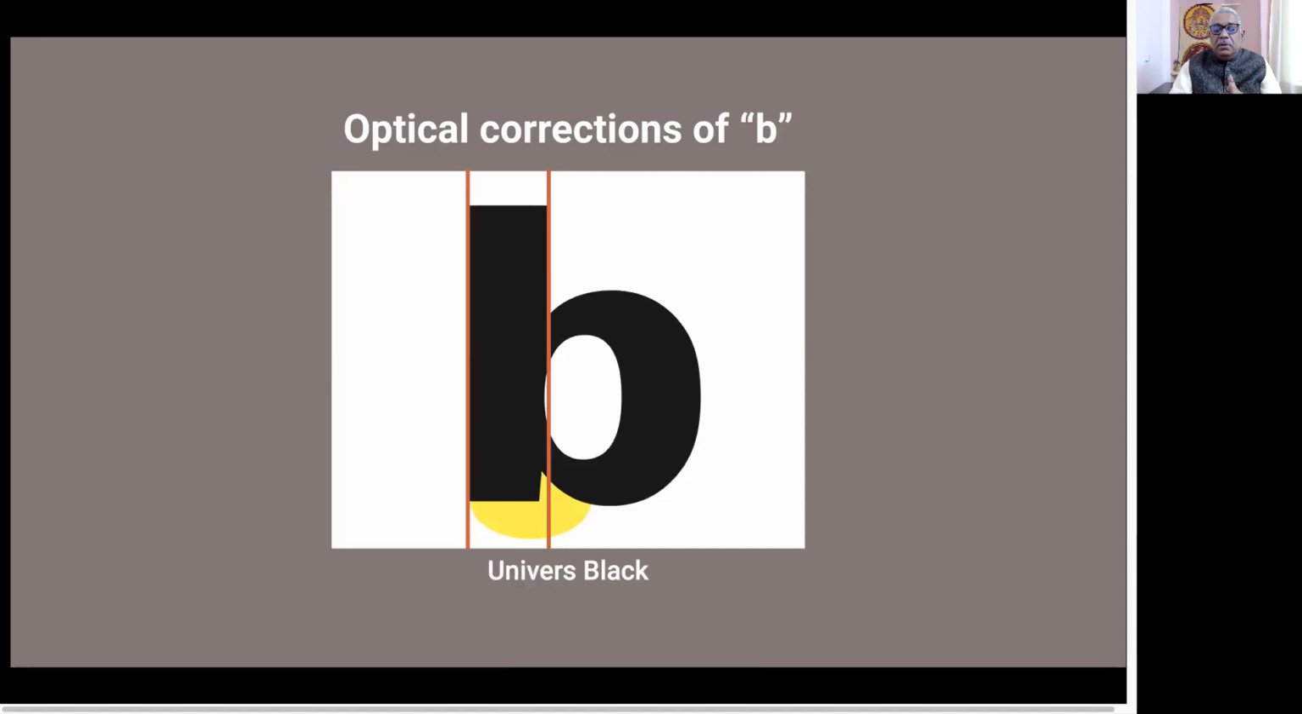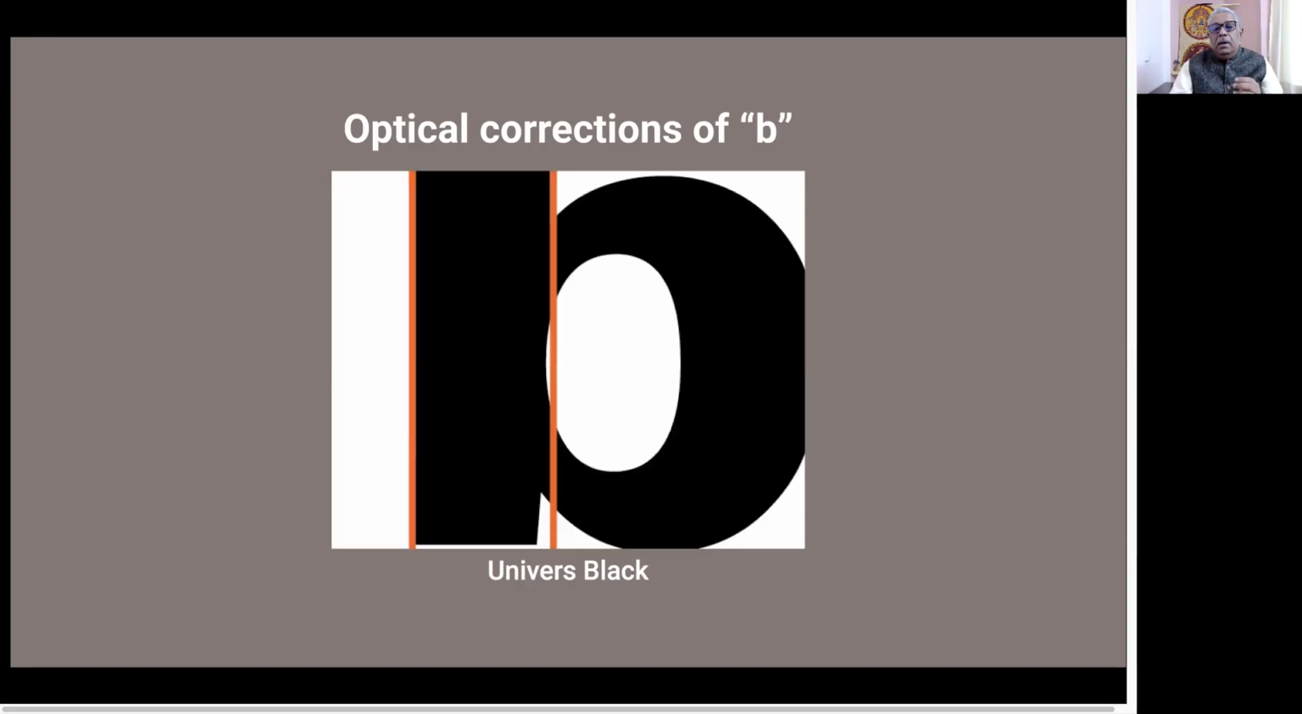If you like, Universe Black is a wonderful example of how optical corrections are done, and you can see the negative space, the ellipse, how it intrudes into the stem, cutting across the mathematical guideline. So this is a very good example of how optical corrections are done in Roman typography.